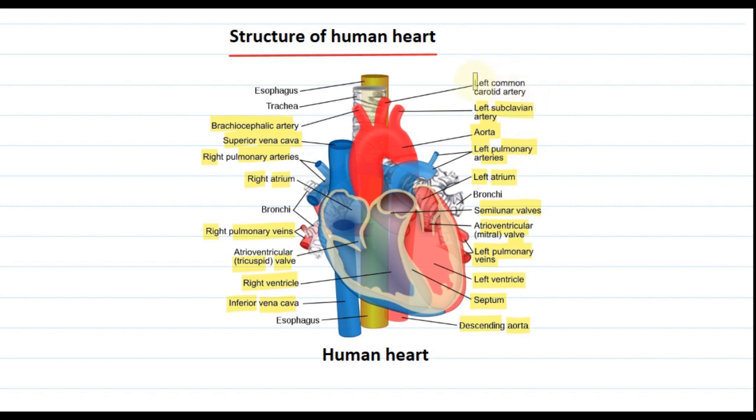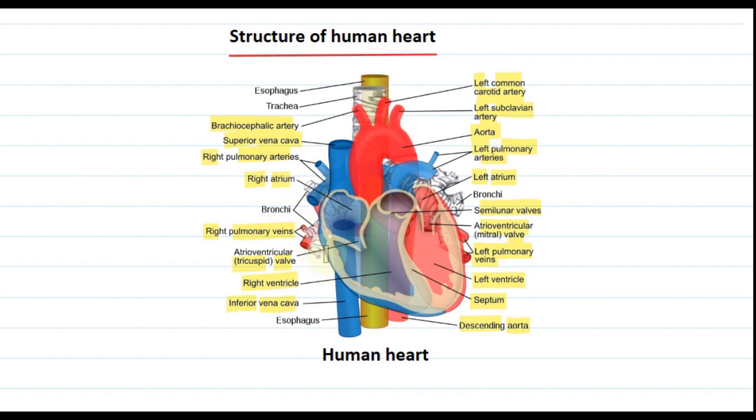Then there is the left common carotid artery. They are large elastic arteries and they provide the main blood supply to our head and neck. And the esophagus, trachea and bronchi are part of our respiratory system. We had already learned about it.